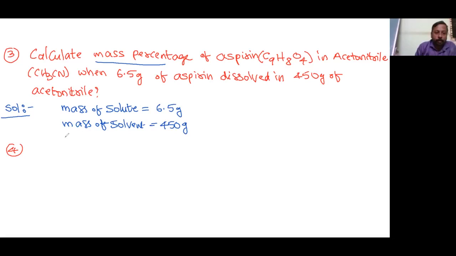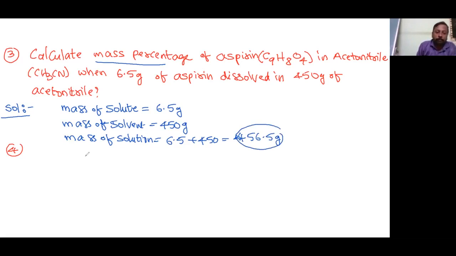Now the third one you should write is the mass of solution. Mass of solution is equal to the sum of these two: 6.5 plus 450. You will get 456.5 grams. This is the mass of solution.